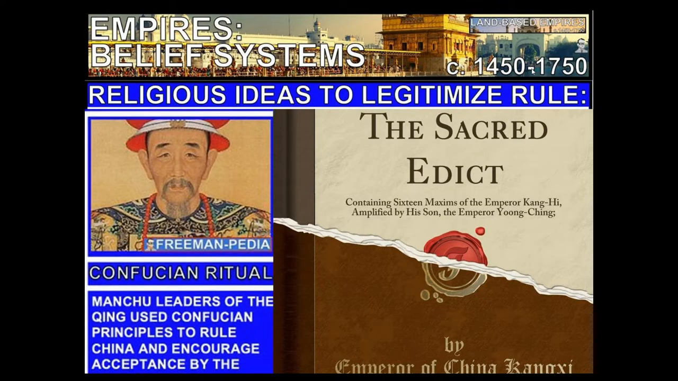And then lastly, you have this idea of the Confucian ritual in China. And so the Manchu, even though they themselves were not traditionally Han Chinese like the previous emperors had been, used Confucian principles to rule China and encourage acceptance by the rest of China, because at the top of the Confucian pyramid is respect for the ruler. And so even though they were not ethnically Han, they used those Chinese traditions and those Chinese values to legitimize their rule.